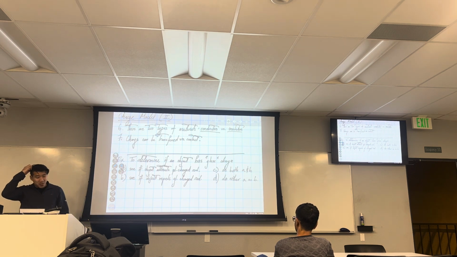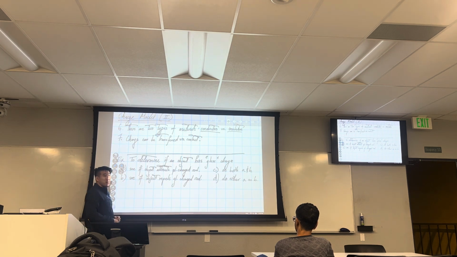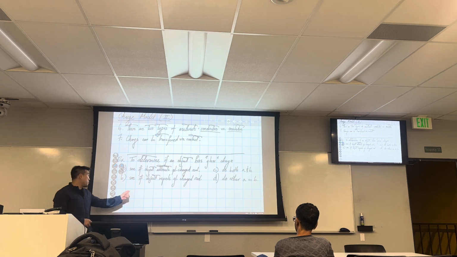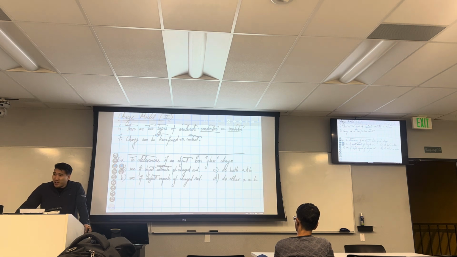To determine if an object has glass charge, do you A, see if the object attracts a plastically charged rod? Or do you B, see if the object repels a glassically charged rod? C, do you have to do both? Or D, can you just do either one of them? Who says A? See if the object attracts a plastically charged rod. Okay, who says B? See if the object repels a glassically charged rod. Okay, who says C? You have to do both A and B. Okay, who says D? Do either A or B.